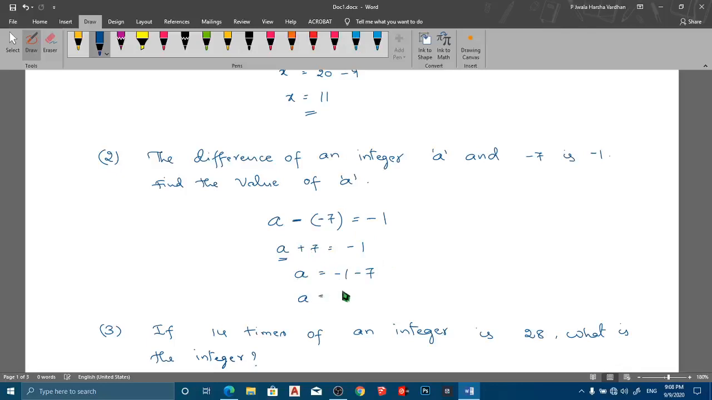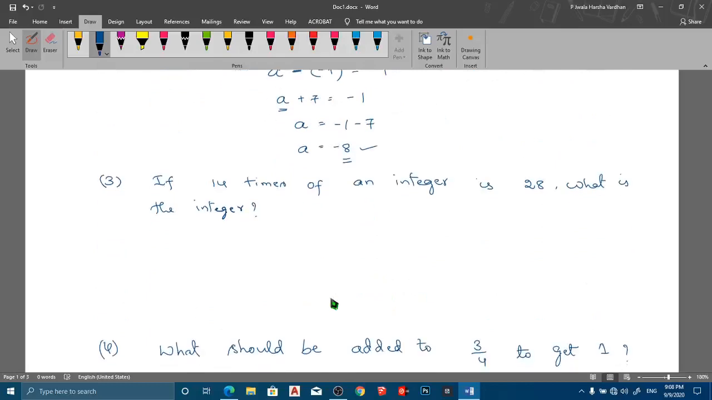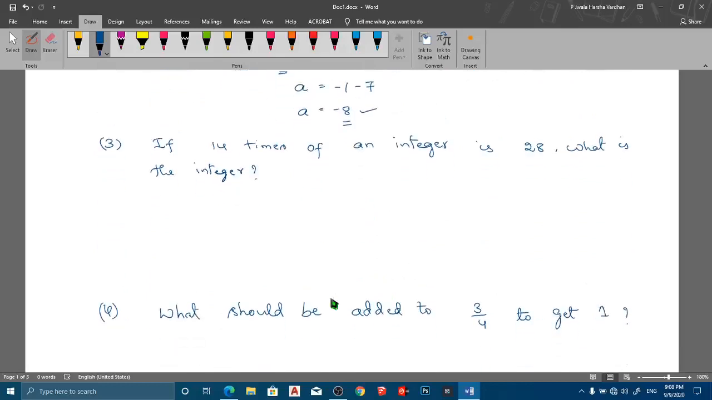Now a is equal to minus 1 minus 7, which is minus 8. So this is the solution of this equation. Here also you are using the equation to find the unknown value. Wherever you want to find an unknown value, you have to use equations. That's why the equations chapter is very important. These equations will come in any chapter, maybe integers, fractions, rational numbers. The application is vast, so you have to know how to solve equations perfectly.